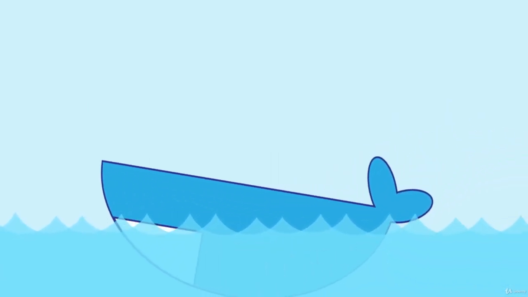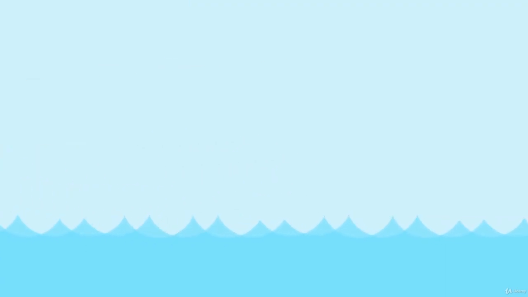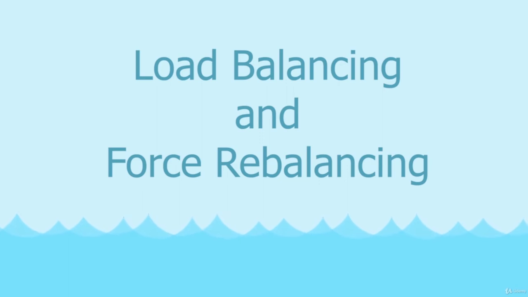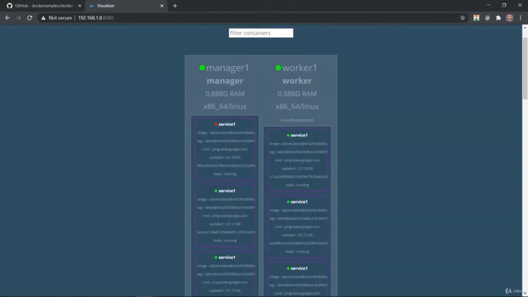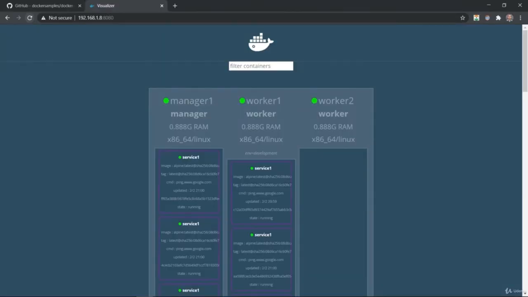Hi and welcome back. In this lesson, we're going to learn about load balancing and rebalancing in Docker Swarm. Here, I'm just going to add a new node into my Docker Swarm. The only purpose of adding a new node is to reduce the load which was there on my earlier running nodes. Okay, so do you think that after adding a new node into the Docker Swarm, the load on my previous running nodes will come down?